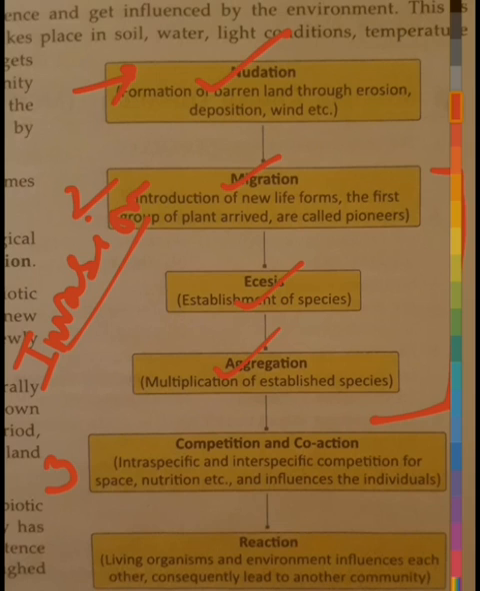And competition, as you all know, is of two types: intraspecific and interspecific. So competition can take place between the members of the same species, and also between the members of different species, for space, nutrition, resources, mating, etc. Okay, so obviously after invasion and aggregation, that is establishment of species, the next step will be competition and coaction.